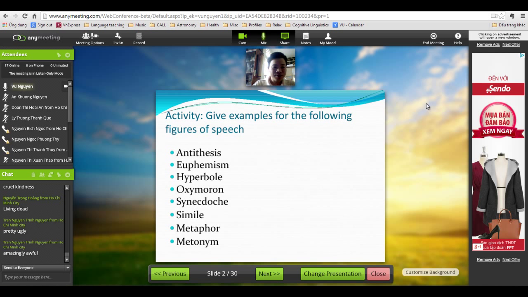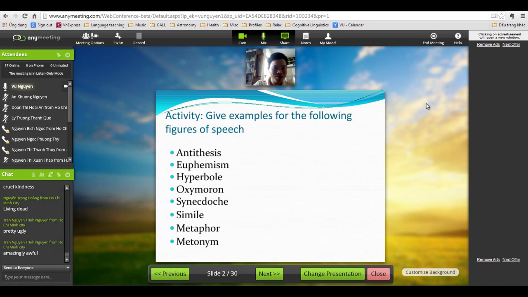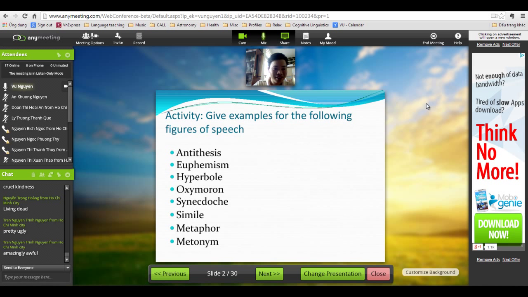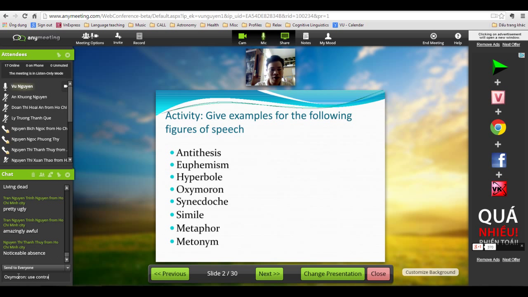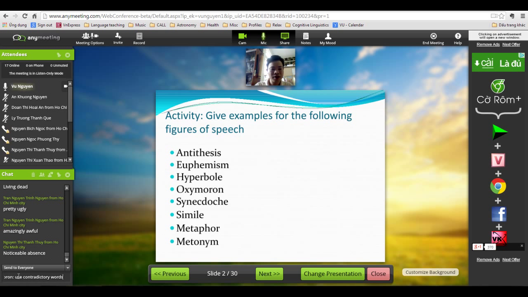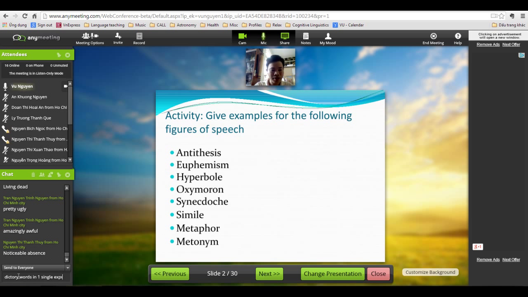Okay. Amazingly awful. Okay, good example. So, oxymoron is a kind of figure of speech in which we use contradictory words in, okay, one single expression.